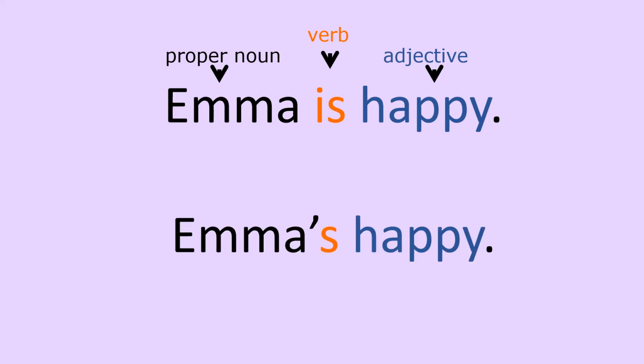Let's put it in a sentence. Here we've got Emma is happy. We've got that proper noun, that name. We've got our verb is, and here in blue we've got an adjective, happy. It's describing Emma. It's describing how she's feeling. If we want to make Emma is into one word, we can use that contracted form. And it becomes Emma's happy. Again, we've taken out that i and we've put an apostrophe in its place to show that there's a missing letter.